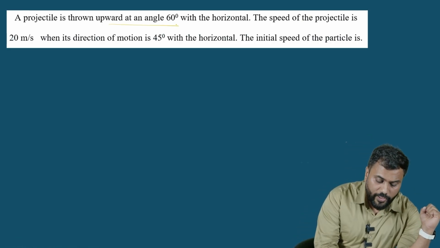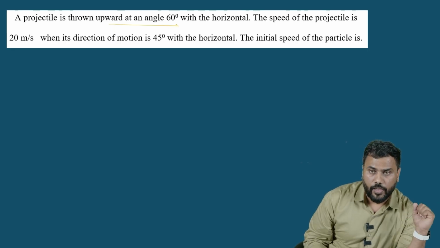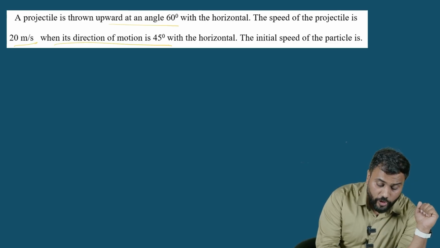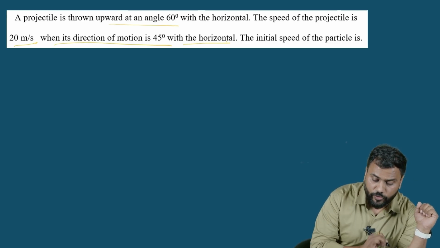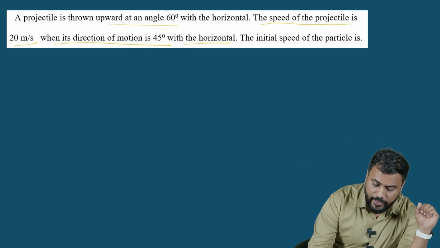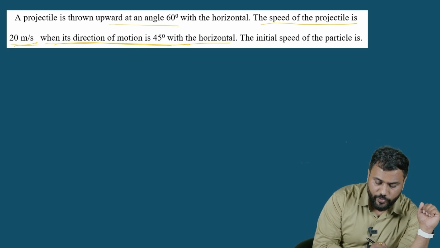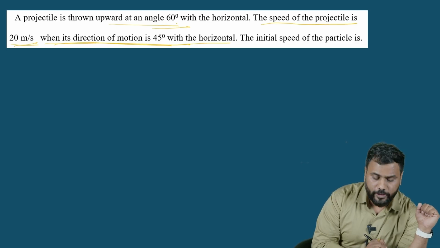A projectile is thrown upward at an angle of 60 degrees with the horizontal. The speed of the projectile is 20 meter per second. Now, when its direction of motion is 45 with horizontal. Please see this line. They are saying the speed of the projectile is 20 meter per second when the direction of motion is 45 with horizontal. The initial projection angle is 60.